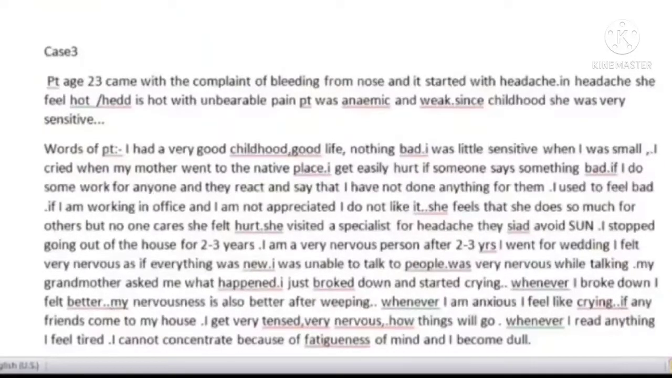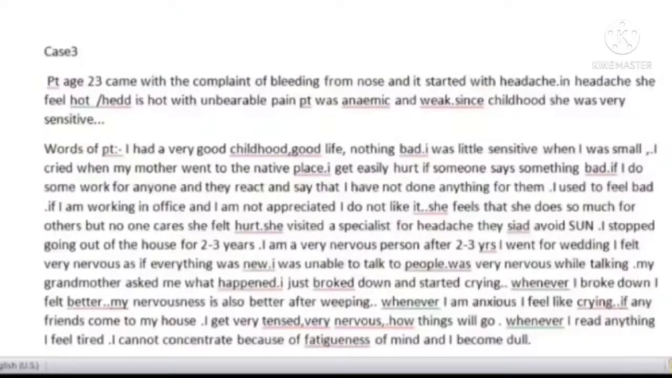And if any friends come to my house, I get very tense, very nervous, wondering how things will go. Whenever I read anything, I feel very tired. I cannot concentrate, there is weakness of my mind, and I become very dull. You will find in this case, the patient is very sensitive. As I said, they are very anxious also. You will find them offended very easily in graphites.